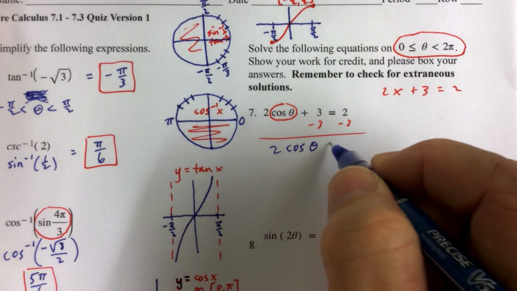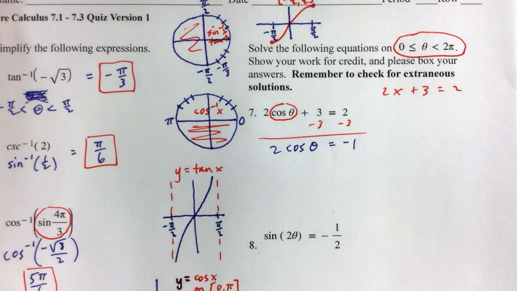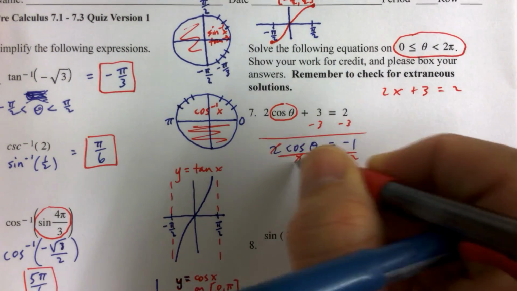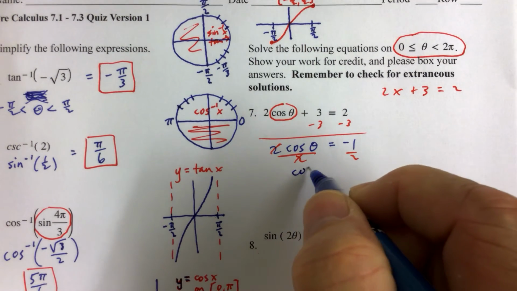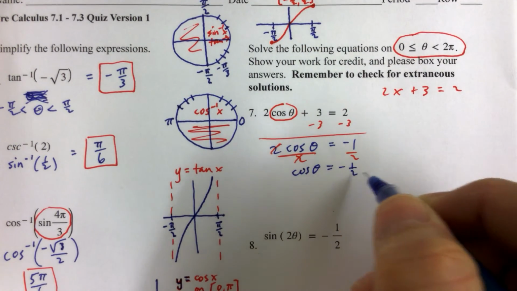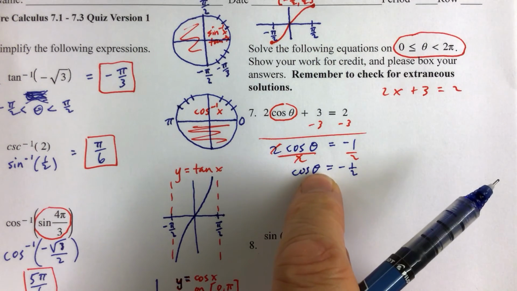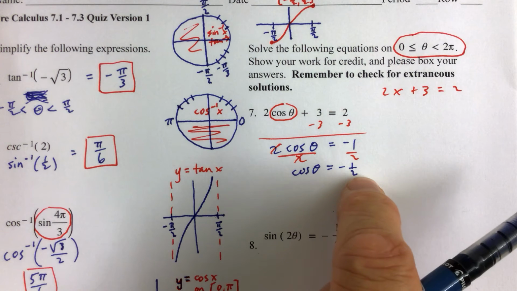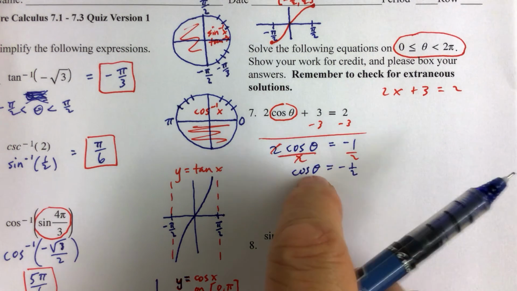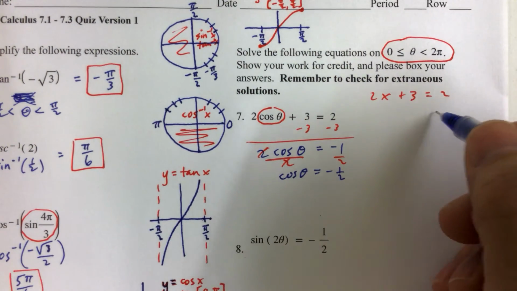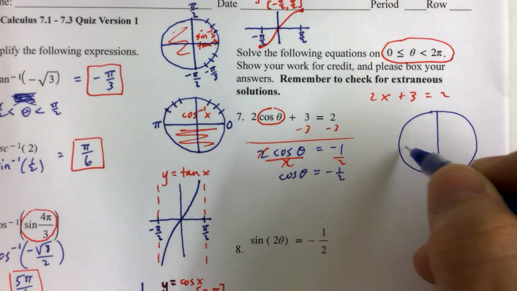That's why we move the 3 to the other side. So we have 2 cosine theta is equal to -1, and then dividing both sides by 2, the 2's cancel. Now we get the cosine by itself. We are not limited to only one number here. So we're trying to figure out the angle that the cosine is equal to -1/2. Well, around the unit circle, the cosine is -1/2 in the second and the third quadrants, and it would probably be helpful to draw a new unit circle.